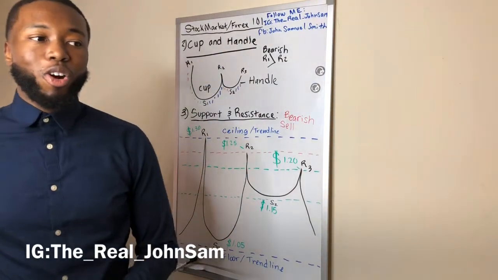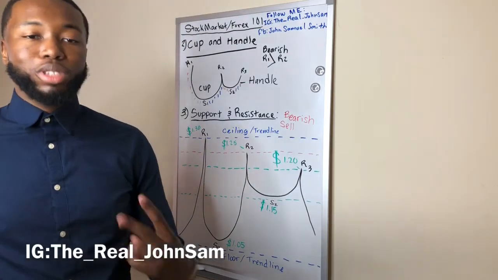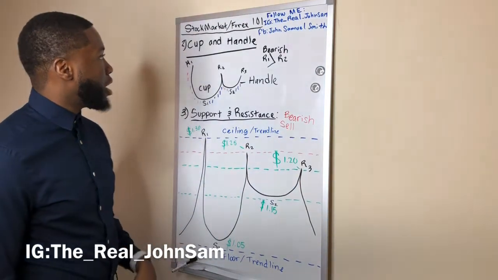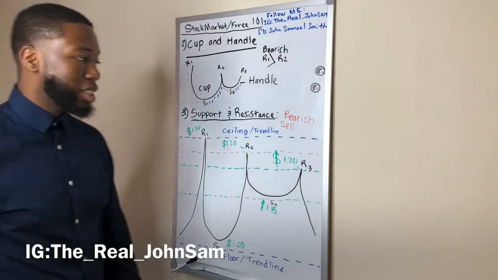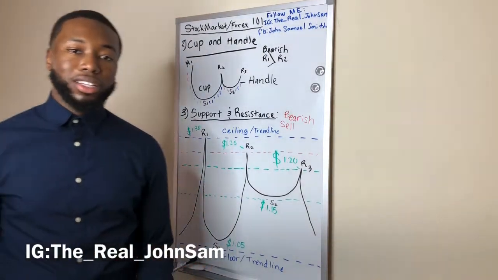Today we're going to be going over the basics of the stock market. Today we're going to be talking about two terms, and those terms are cup and handle, and then support and resistance. Today we're going to be going over the bearish sell signal and what that looks like.